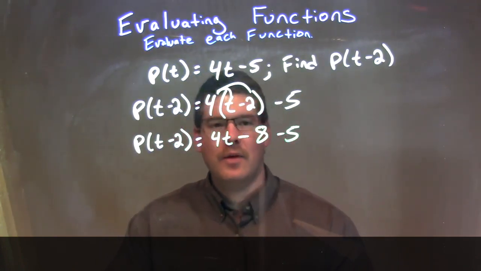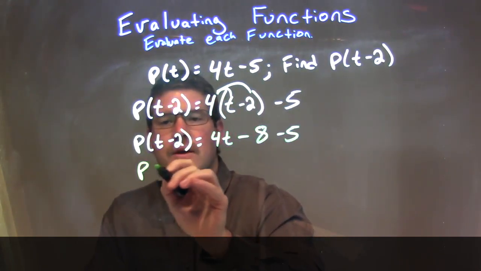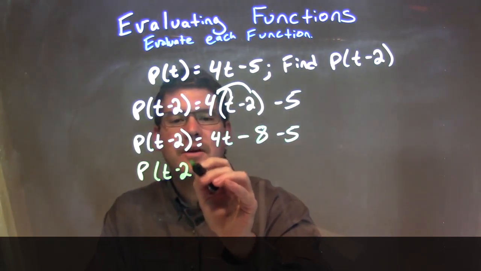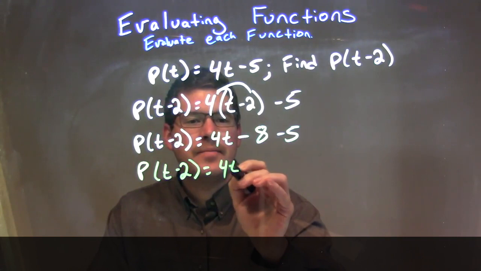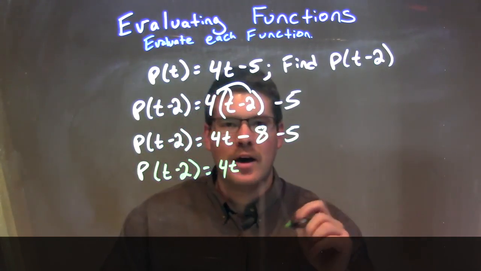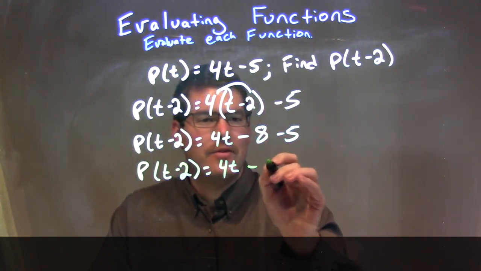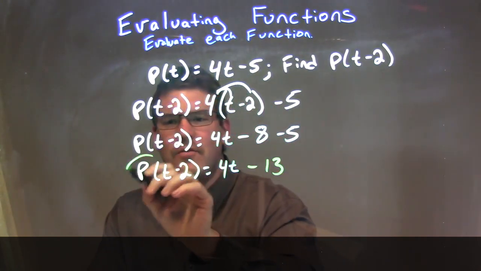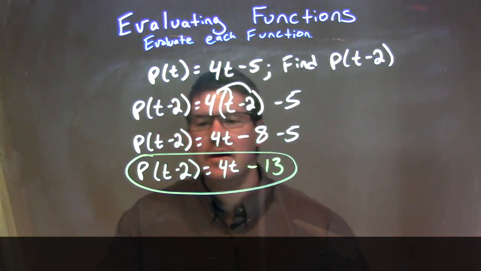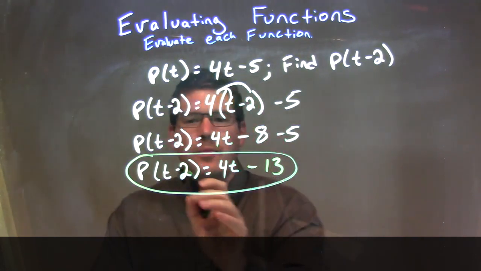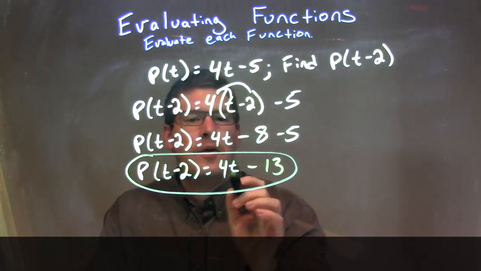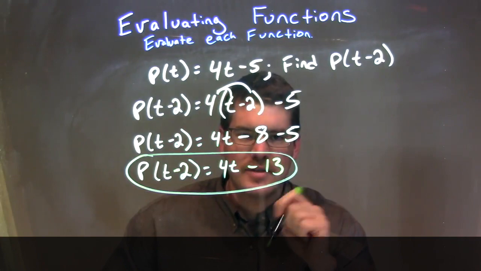Now we need to simplify. We need to combine our like terms. So p of t minus 2 here is equal to 4t. And then we have minus 8 minus 5. Minus 8 minus 5 is a minus 13. So our final answer here is just p of t minus 2 is equal to 4t minus 13.